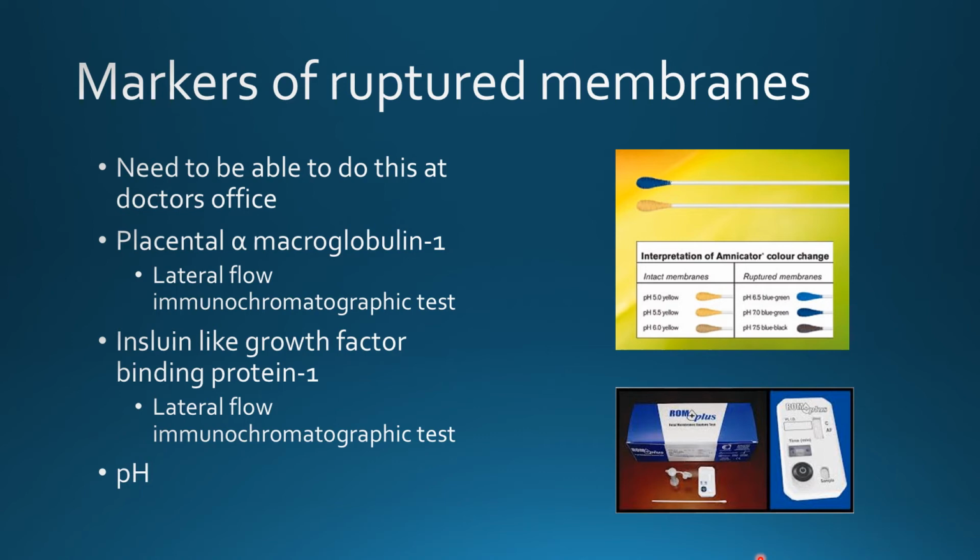Then we also have insulin-like growth factor binding protein 1. This protein happens to be secreted by several tissues in the fetus, and it should be about 100 times more concentrated in the amniotic fluid than in the serum. And the same thing, we have a lateral flow that uses an antibody against IGFBP, and it would look similar to this. So you collect the vaginal sample, you mix it with your buffer, and you pour it in, and it's the same basic principle.